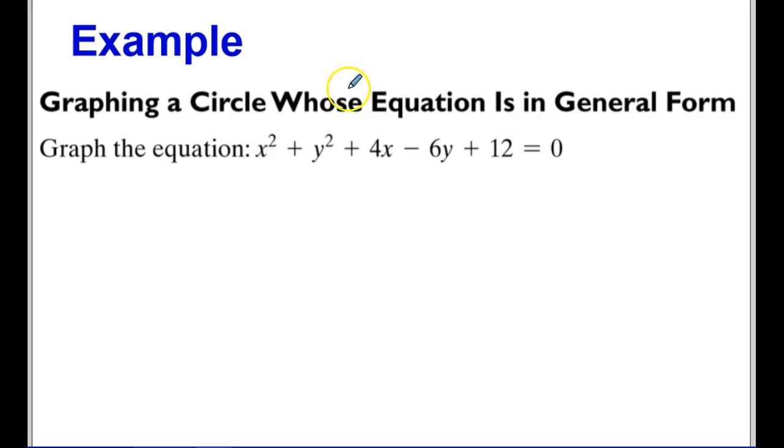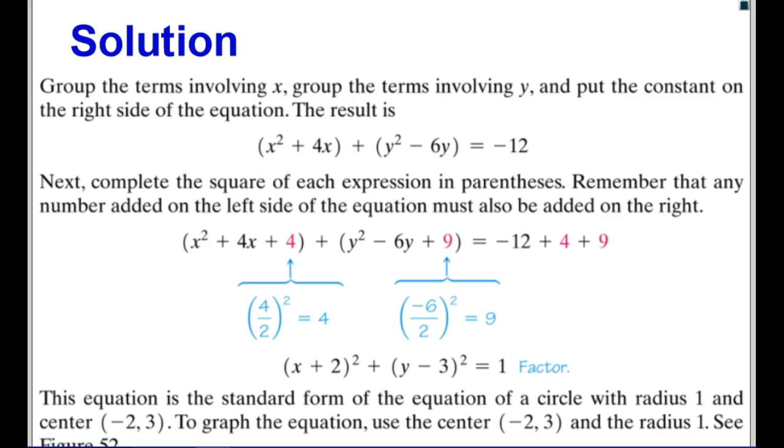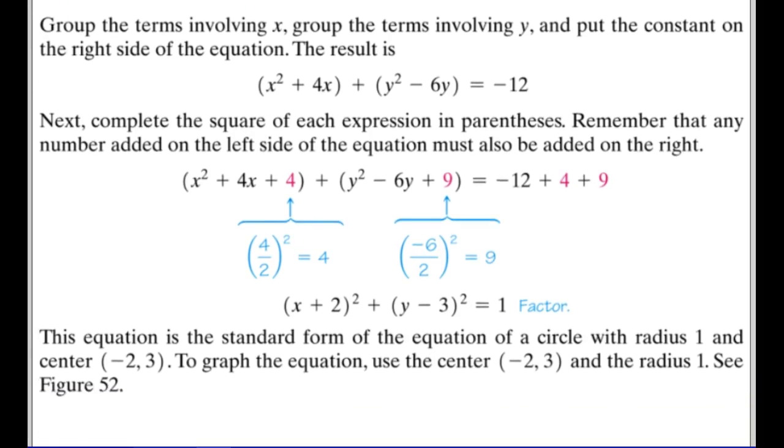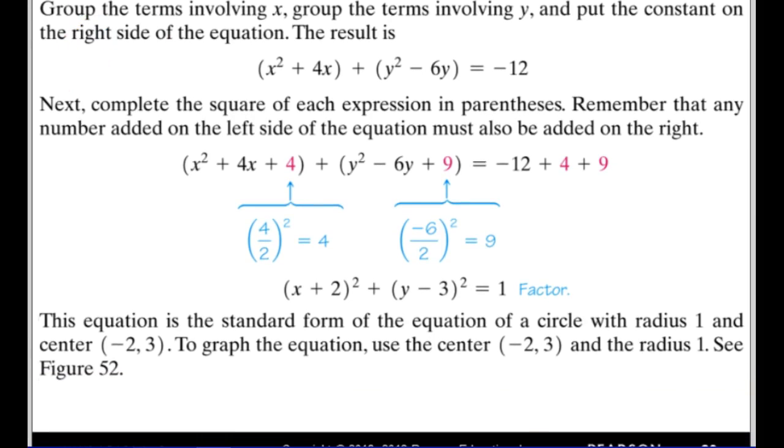Okay? So we can be given these equations in this form and still work with it. Okay? So here's what we do. First, I group all of my terms. So I group my x's together, and I group my y's together, and I get my constant over to the other side of the equal sign. So all I'm doing is just shuffling the order. So now I'm completing the square. Now hopefully you've heard those words before.